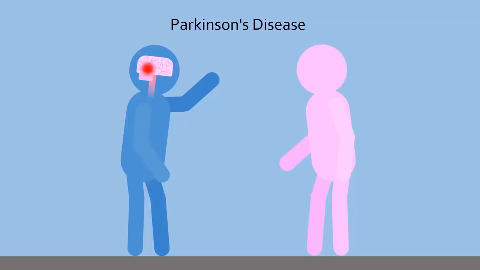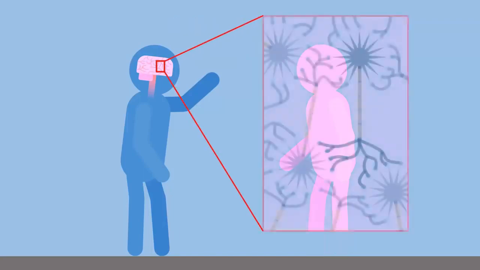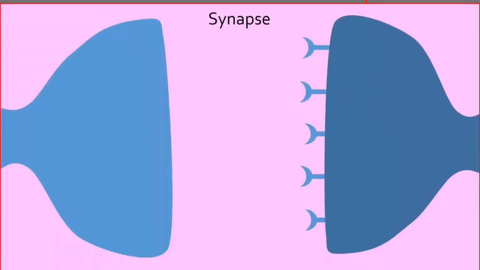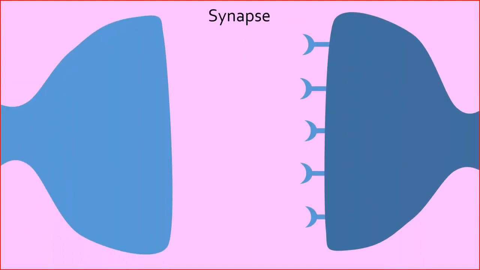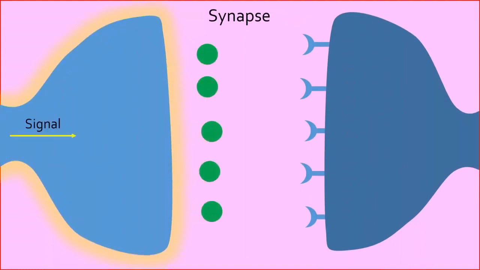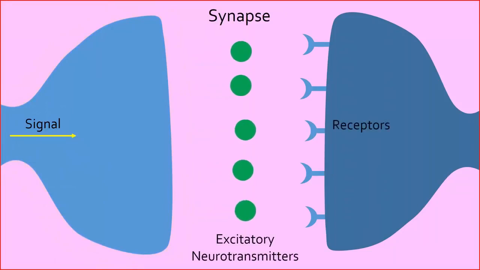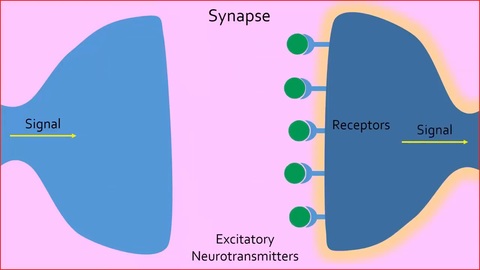In order to understand how Parkinson's disease affects voluntary movement, we must first understand the machinery of the nervous system. Our brain and nerves are made up of cells called neurons, which form a vast network. Let's zoom into one of these connections between two neurons called a synapse. When a signal moves down a neuron, that neuron will release chemical messengers called neurotransmitters into the synapse. These neurotransmitters can bind to receptors on the next neuron to excite it, allowing the signal to continue on.